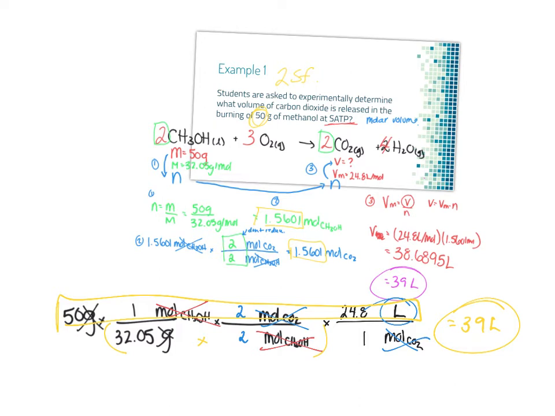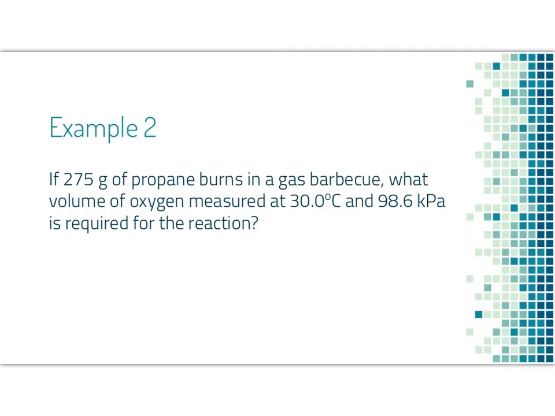So with molar volume, we can use unit analysis right to the end. If 275 grams of propane burns in a gas barbecue, what volume of oxygen measured at 30 degrees Celsius and 98.6 kPa is required for the reaction? So notice that these are non-standard conditions. So molar volume doesn't work here.